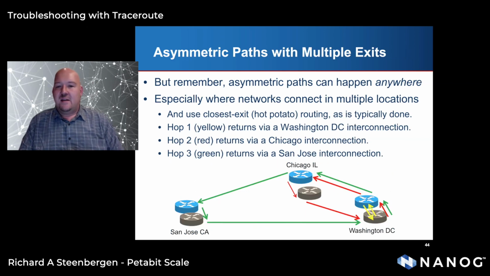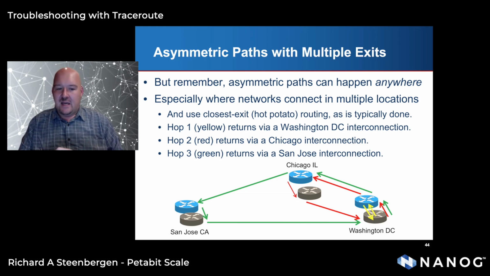So here's an example of what happens with asymmetric paths with multiple exits. So remember, asymmetric paths can and usually do happen anywhere. Here's an example of a network that interconnects to another network in 3 places. And this is about as simple as it can get, because most large networks interconnect in dozens and dozens of places all around the world. But so hop 1, we send our packet, and it's going directly across our Washington, D.C. to our Washington, D.C. interconnection. So it's pretty straightforward. We know what it is.